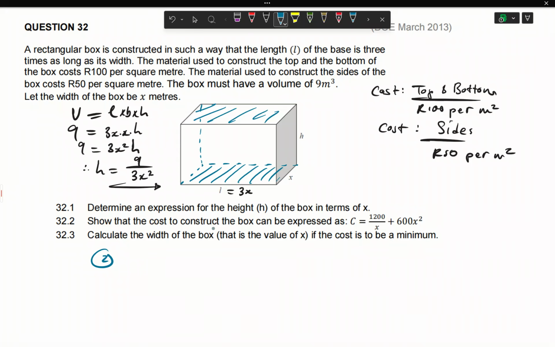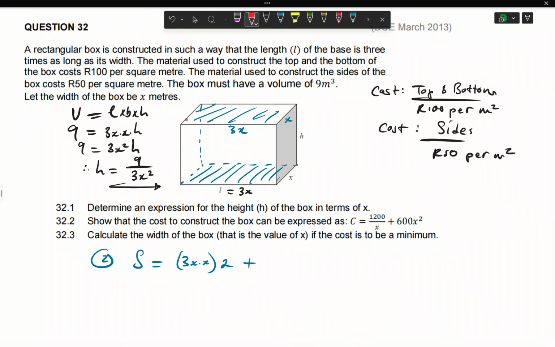Now, first let's find the surface area of that. Remember, this is also 3x and this is x. So the area of the top will be 3 into x, and then times x. You have to multiply this by 2, so you also have the same thing at the bottom, plus the area of the sides.